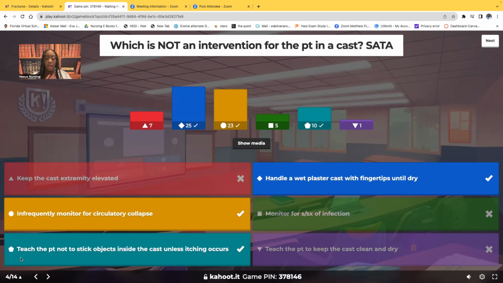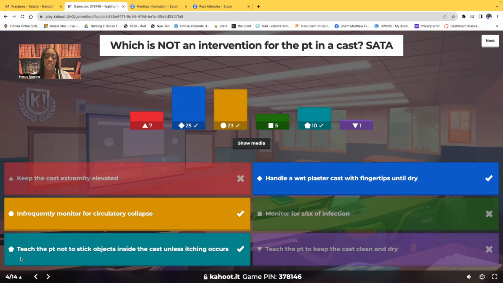We're going to teach the patient signs and symptoms to monitor and to report. You as a nurse are going to monitor for signs and symptoms of infection, but you're going to teach the patient those signs and symptoms to report. You're going to be watching out for hot spots on the cast. You're going to be watching out for foul odor. You're going to be looking at the labs. You're going to make sure those WBCs aren't increasing.